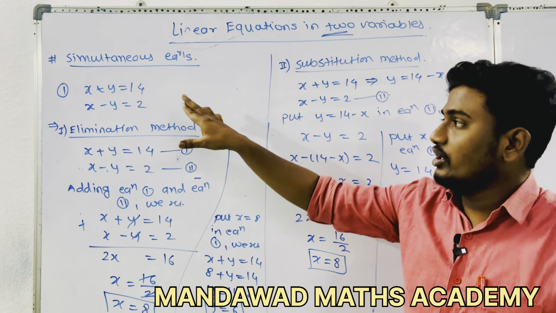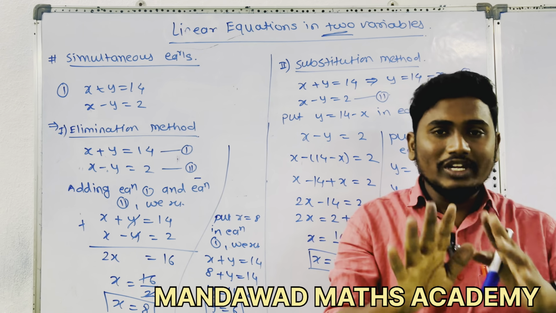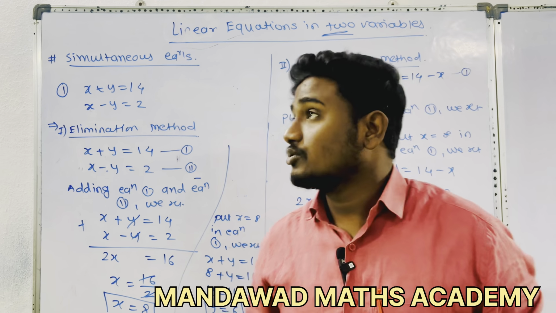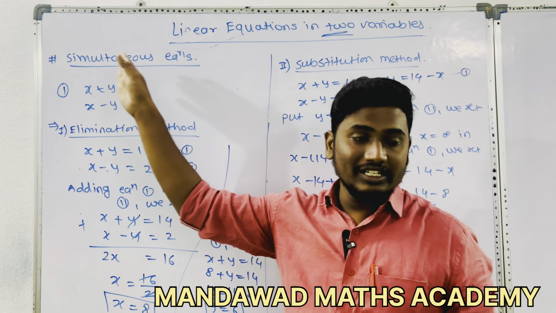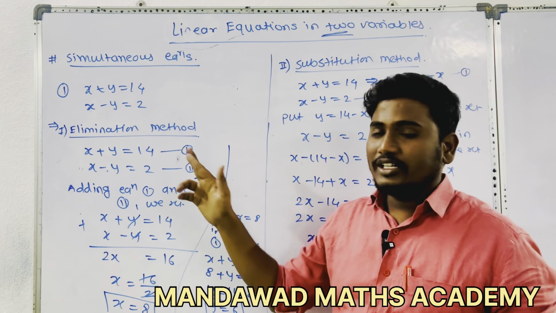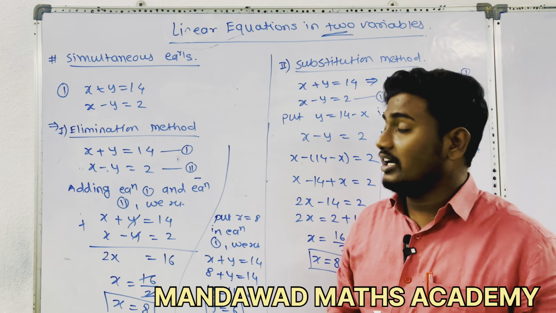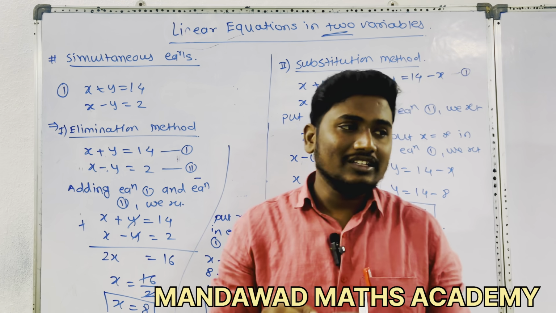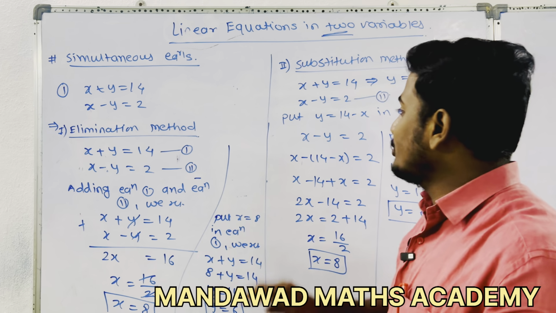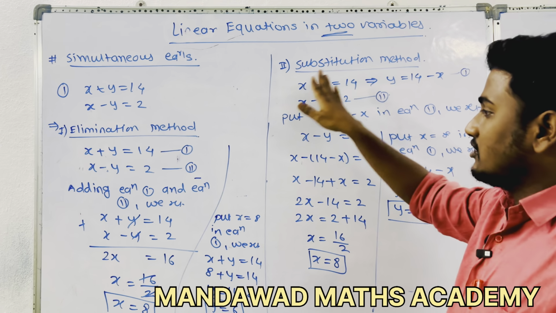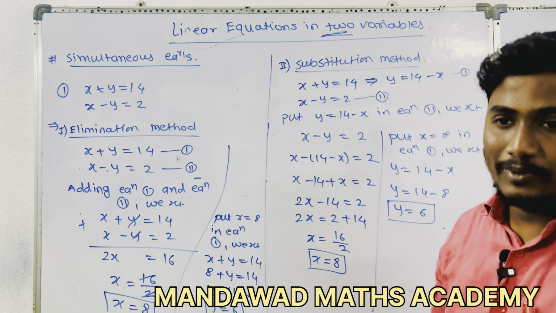Okay, so once again I am repeating about linear equations. If two linear equations are given, we think about these two linear equations at the same time, so they are called simultaneous equations. There are three methods you can use to solve these linear equations: first, elimination method; second, substitution method; and third, Cramer's rule. So we have discussed two methods, the elimination method and the substitution method.